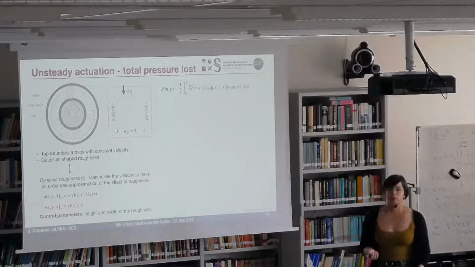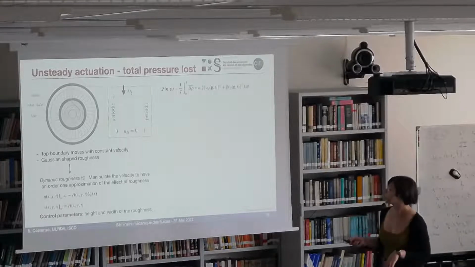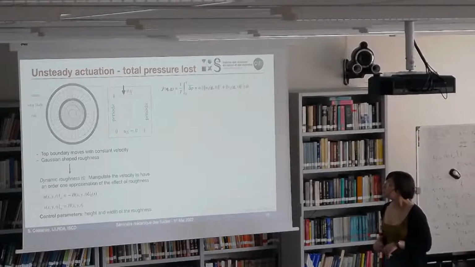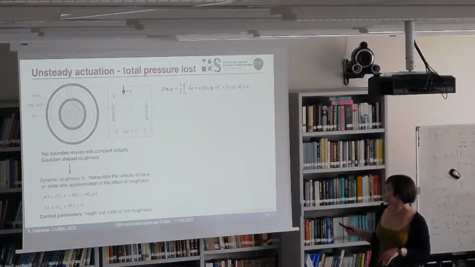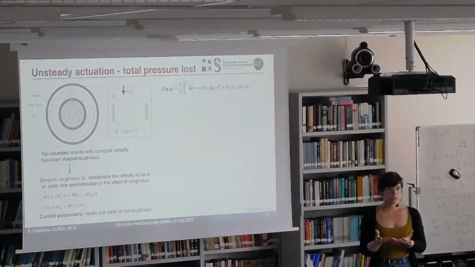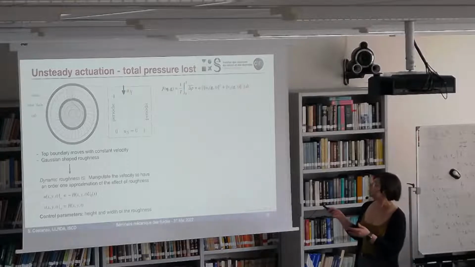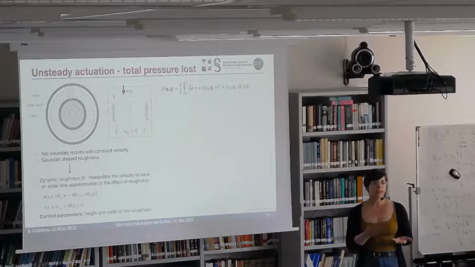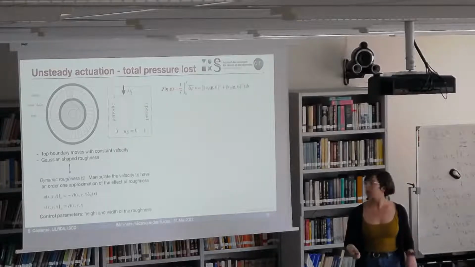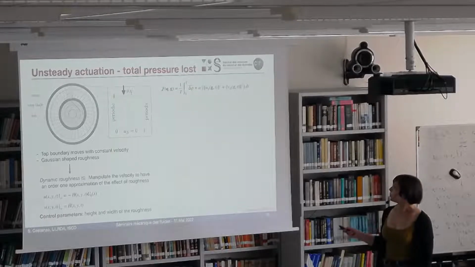To avoid changing the shape of the boundary, we decided to use the dynamic roughness method to introduce this roughness, which is not physical in this case, but we manipulate the velocity at the top boundary in order to simulate the effect of the presence of this roughness. So we approximate this roughness with a Gaussian, and the control parameters now are the height and the width of the roughness.